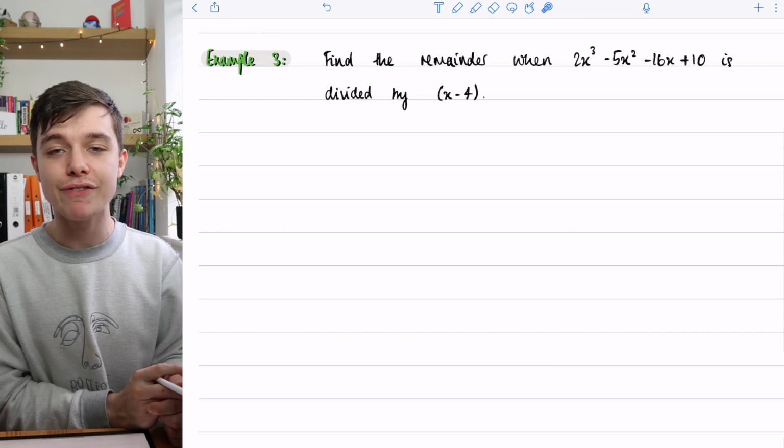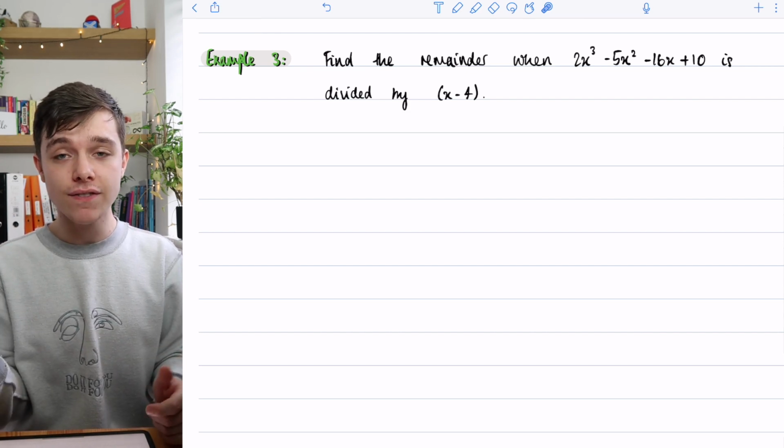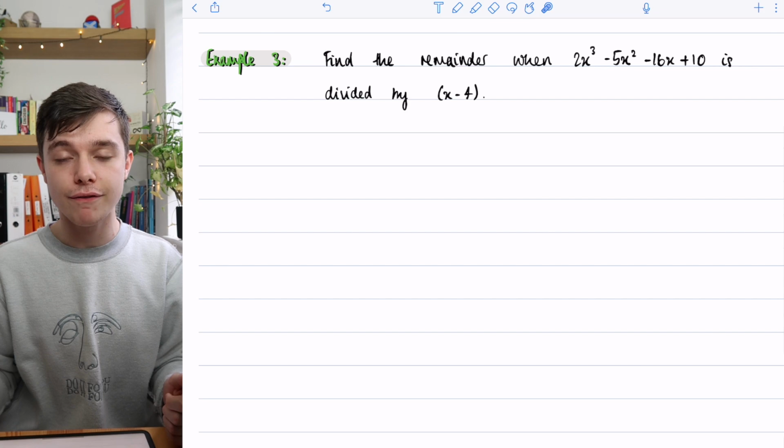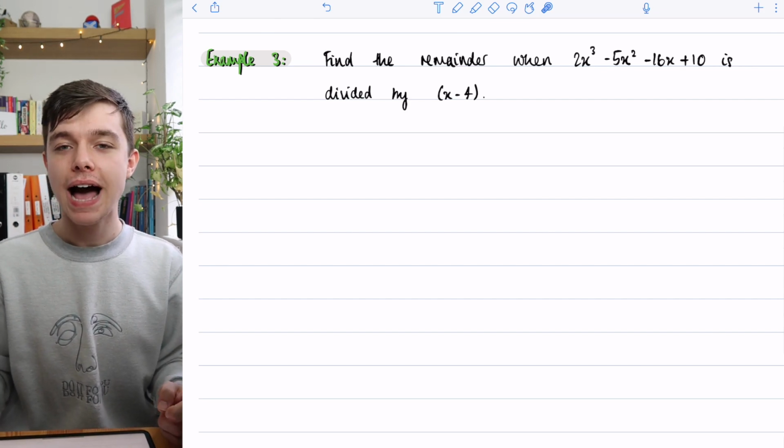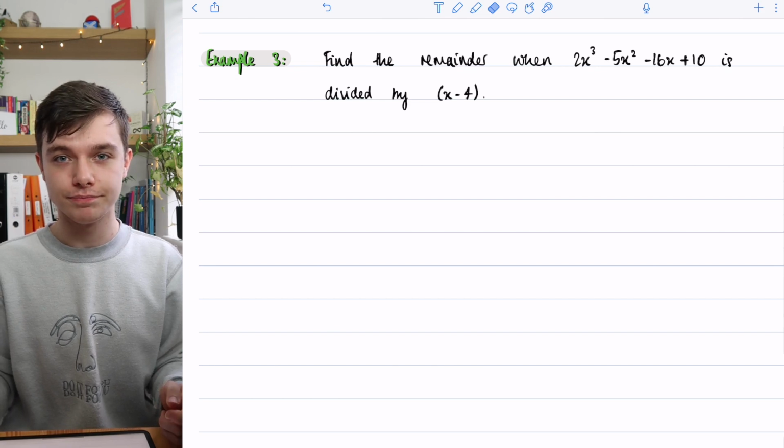So press pause and have a go. Use the grid method if you used the long division method in the previous example, or all the way around. Press pause and have a go, and then I'll work through the answer.